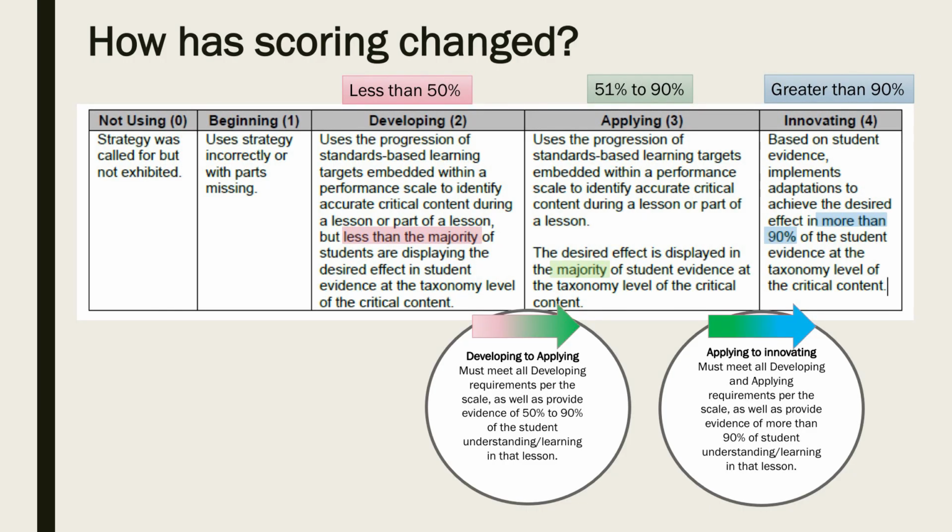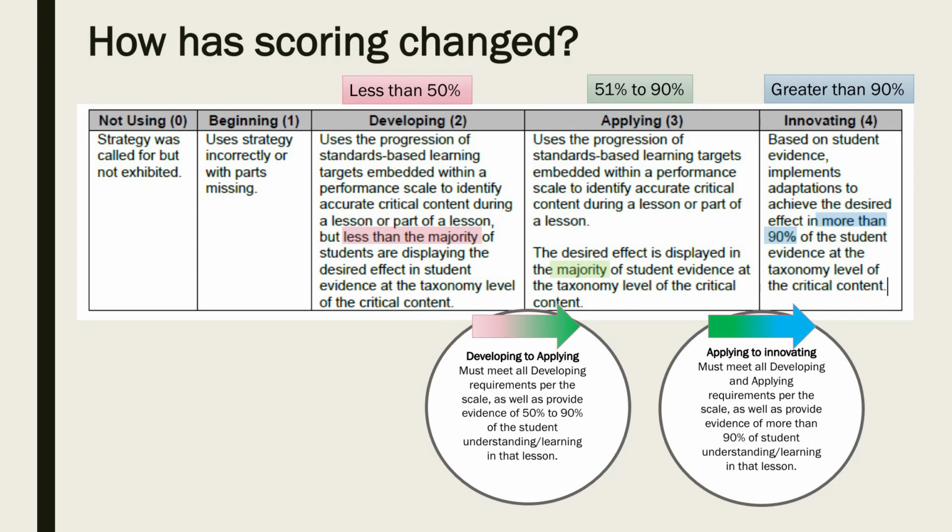At the bottom of each protocol is a scale. The scale here comes from the element, Identifying Critical Content from the Standards. Let's take a look to see how scoring has changed. To be rated at innovating, greater than 90% of student evidence has been monitored and shows the desired effect at the taxonomy level of the critical content. The rest of the scale should look familiar. The focus statement is included in applying and developing. This is saying that the strategy has been used correctly by the teacher. The difference in rating is dependent on the percent of student evidence that has been monitored and shows the desired effect at the taxonomy level of the critical content.